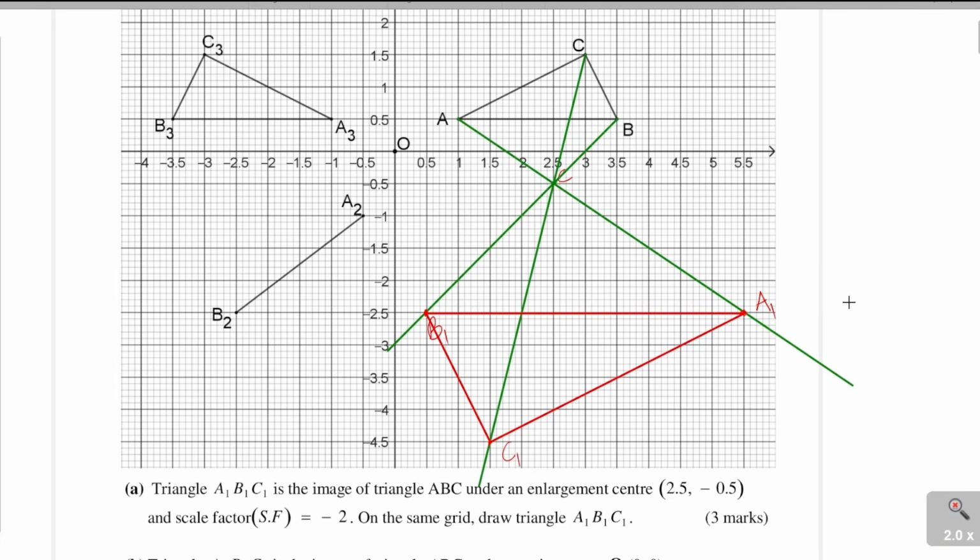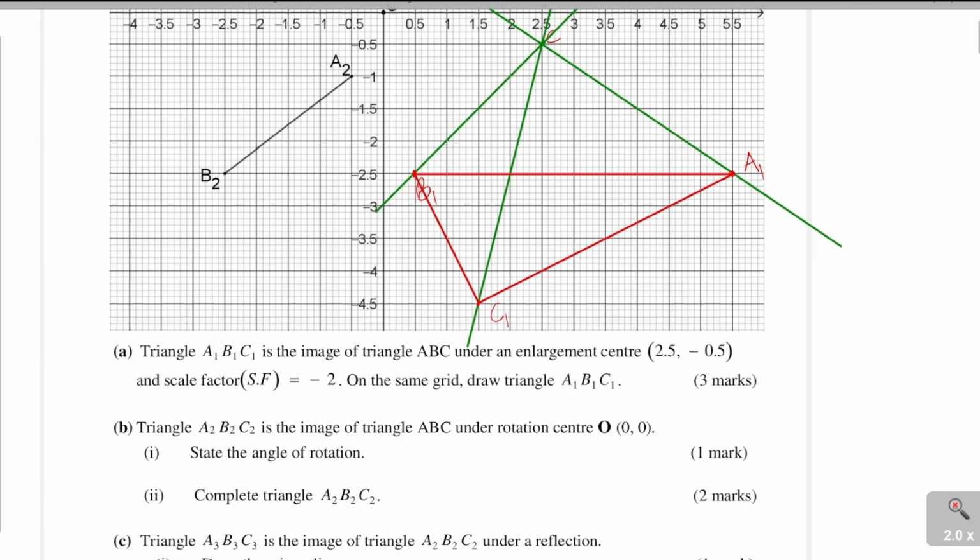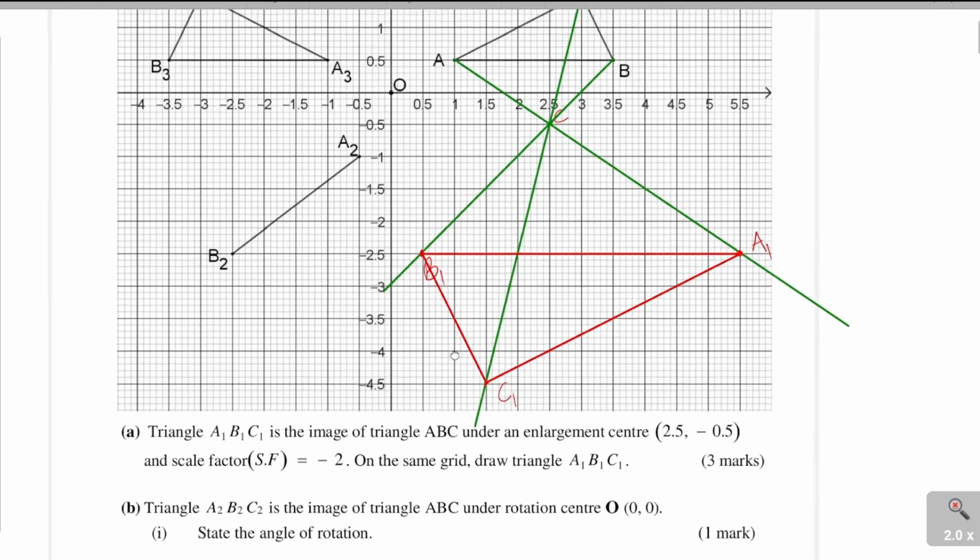Let's go to the other part. Part B: triangle A2B2C2 is the image of triangle ABC under rotation, center the origin, that is 0, 0. 1, state the angle of rotation. Then 2, complete triangle A2B2C2. So you're supposed to state the angle of rotation. That is the first question.